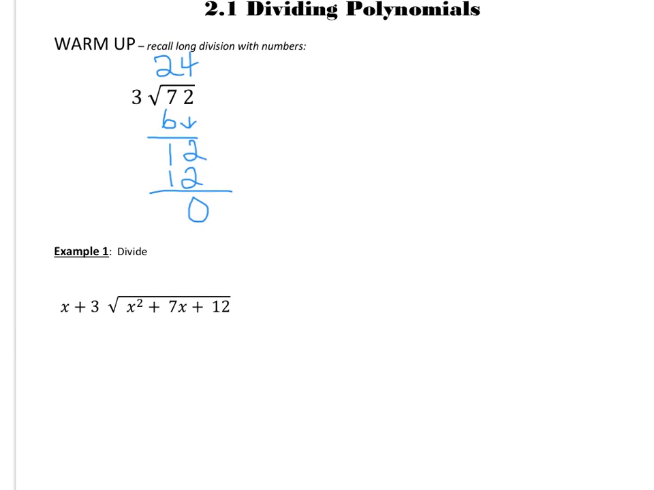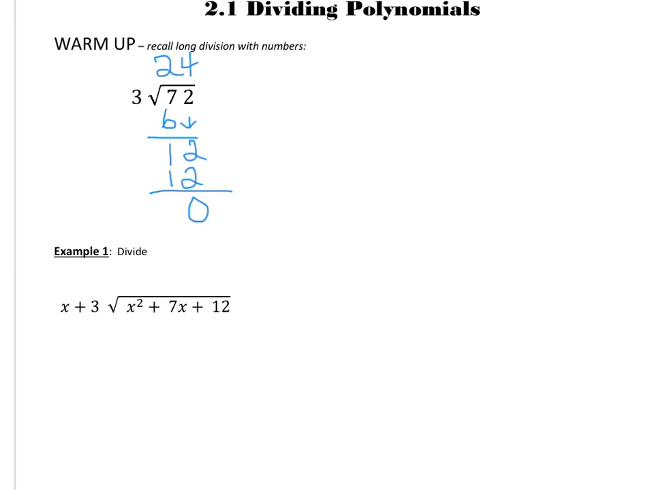Here's our first example. We have our dividend, which is x squared plus 7x plus 12. Our divisor is x plus 3. And again, our quotient is going to be the answer that we get up at the top here. Okay, so our first thought is going to be x. We're going to take the first term of the dividend and we're going to divide it by the first term of the divisor. So our first thought is going to be x squared divided by x.